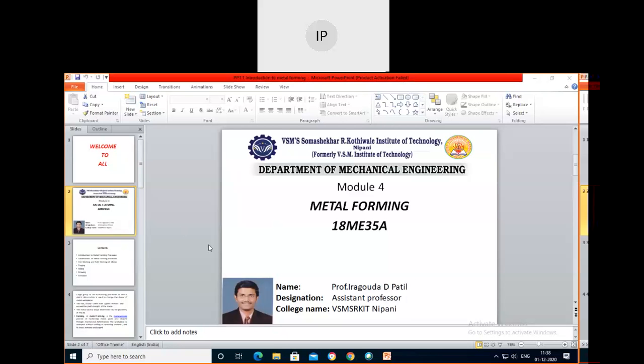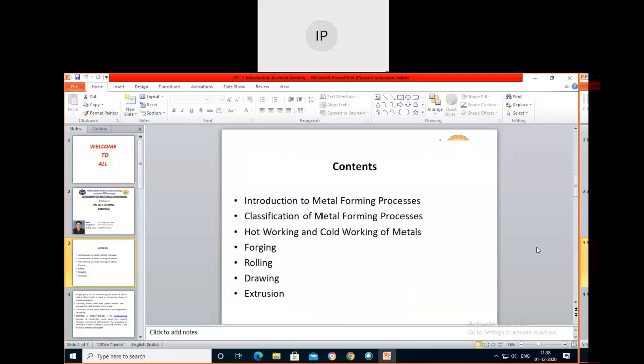Today's session, I will start the most important technique in metal forming, that is the forging process. So far, we discussed what is meant by a metal forming process, and in detail, the classification of metal forming processes. Also, we studied the hot working and cold working processes.